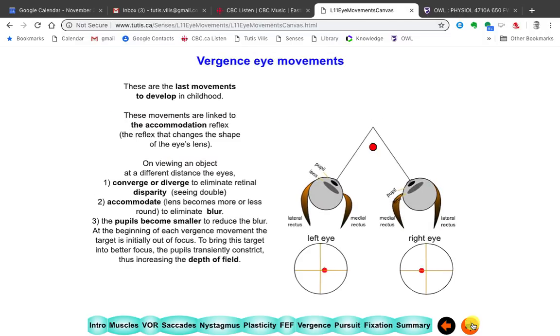Okay, the next type of eye movement, vergence eye movement. There's a lot of interesting things happening here. You can see, first of all, the lens is changing in size. When you look near, they become round. When you look far, they become flat. You can also see that the pupil is changing in size at the beginning of either movement, one going farther and the one going nearer.